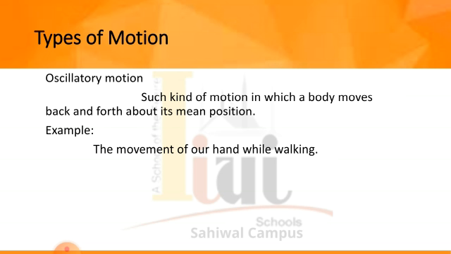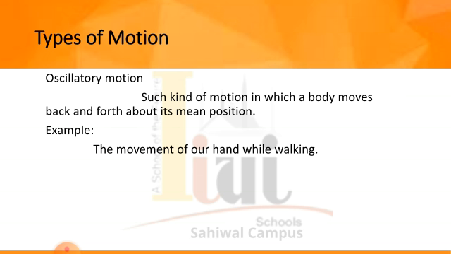In the examples of oscillatory motion, we can also have the example of a pendulum clock. On page number 127, you have to mark these lines for the definition of oscillatory motion. Such a kind of motion in which a body moves back and forth about its mean position is called oscillatory motion. In other words, an oscillatory motion is a to and fro motion of a body.